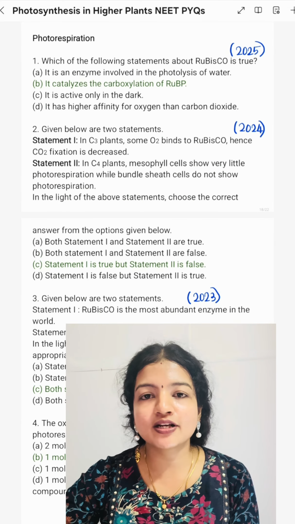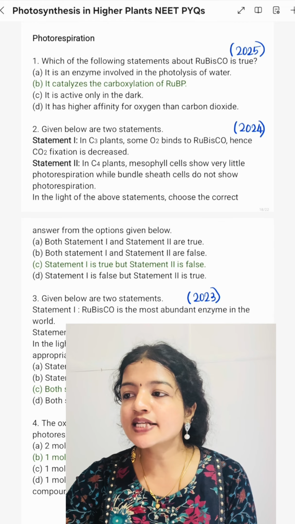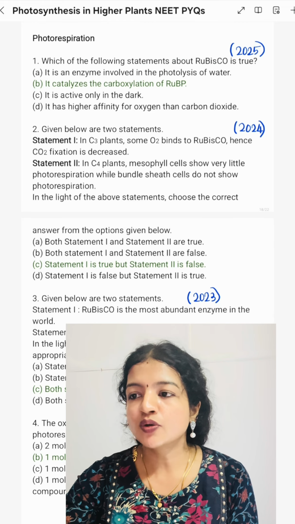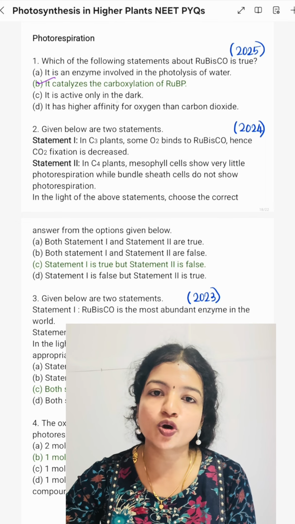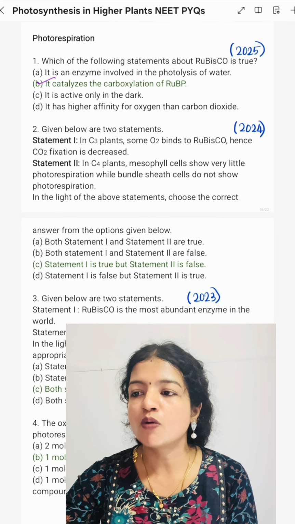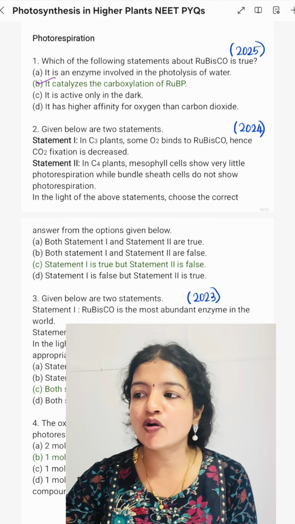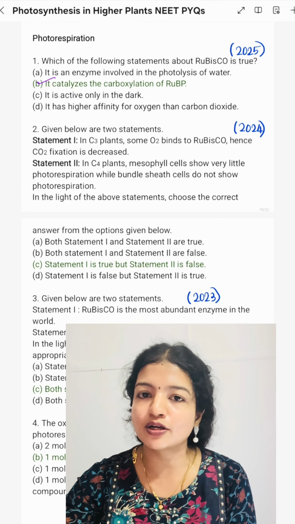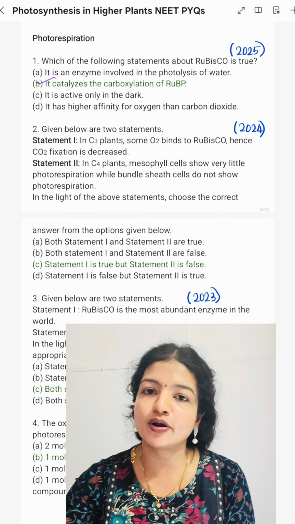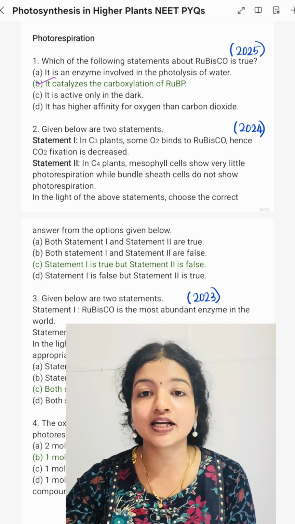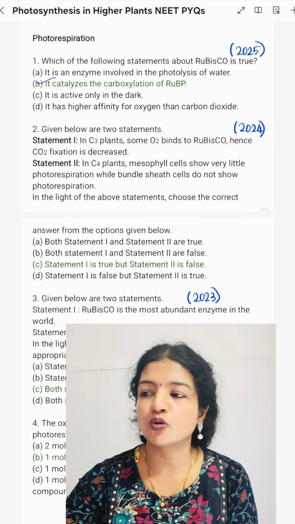Then let's see the questions asked from photorespiration. This question was asked in NEET 2025. Which of the following statements about Rubisco is true? So in the given options, option B is true. It catalyzes the carboxylation of ribulose bisphosphate. Option B is the correct statement. Whereas the other statements: it is an enzyme involved in the photolysis of water, no. It is active only in the dark, no. It has higher affinity for oxygen than carbon dioxide, this is also not true. It has higher affinity for carbon dioxide than oxygen. So option B is true about Rubisco.